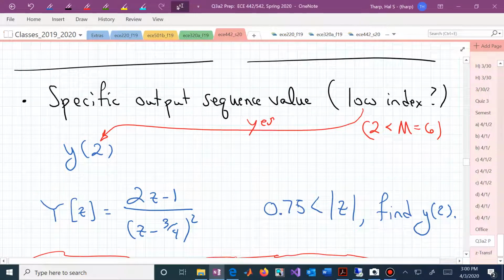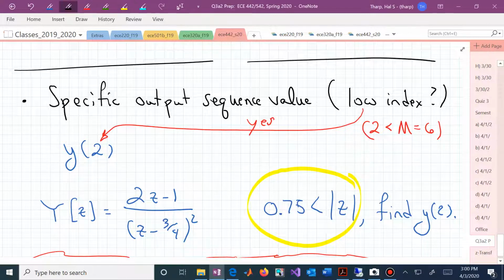Another question was, what is this specific output sequence value, y of 2? And if it's a low index, and low here is open to interpretation, but you could think of that as being, let's say, something less than 6, maybe less than 3, you consider low. Here it's 2, and what can we say with this region of convergence? What do we know about our particular y in the time domain? This particular sequence says that we have a causal sequence.